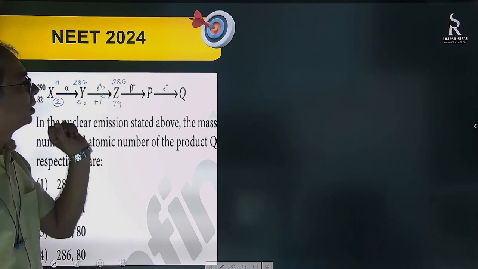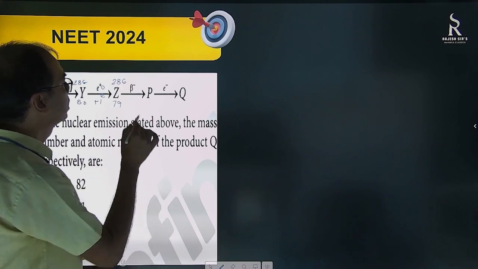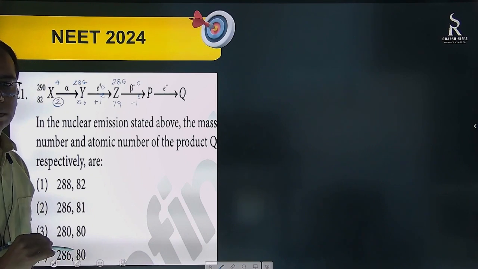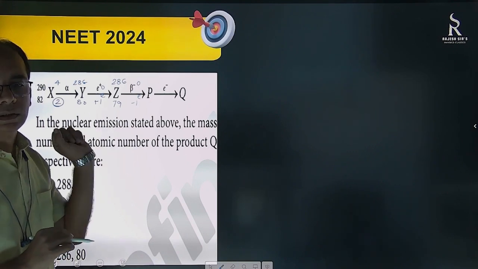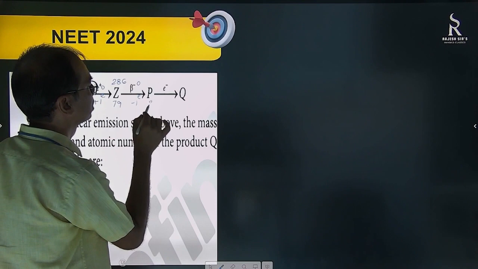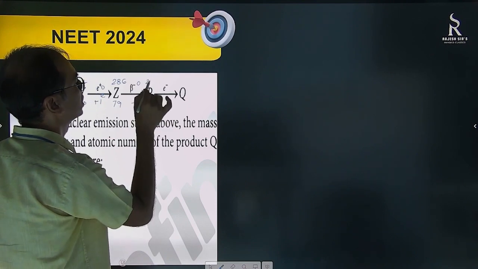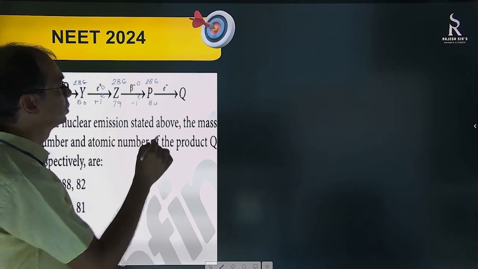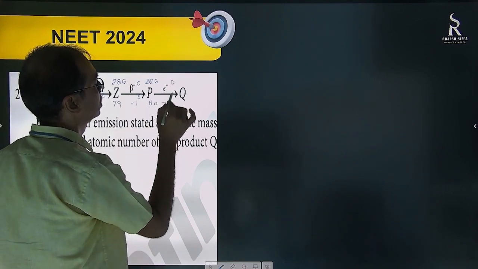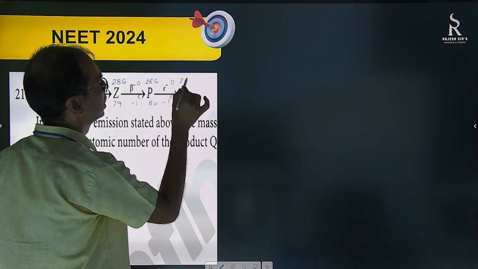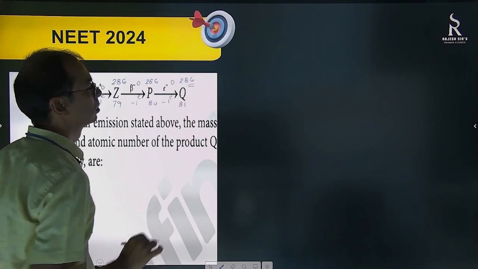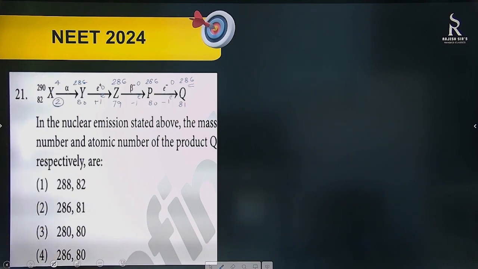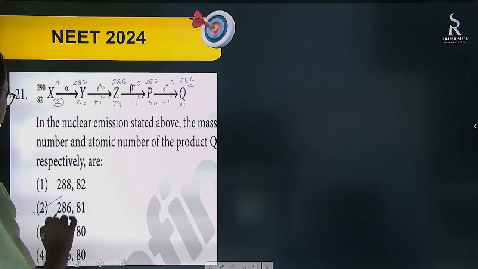Now here comes beta negative. Beta negative means -1 E0. So that means here it becomes 80 again. This is 80 and this is 286. This is again beta negative. So that is -1 E0. So here becomes 81 and this becomes 286. Okay, so atomic number is 81 and mass number is 286. Where is it? Second option. The second option is correct.